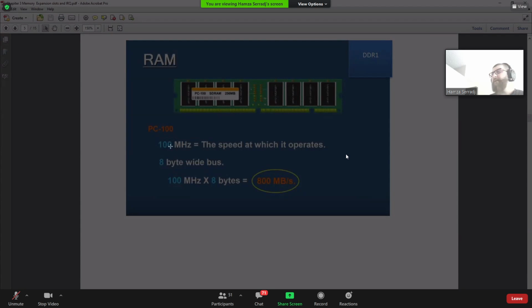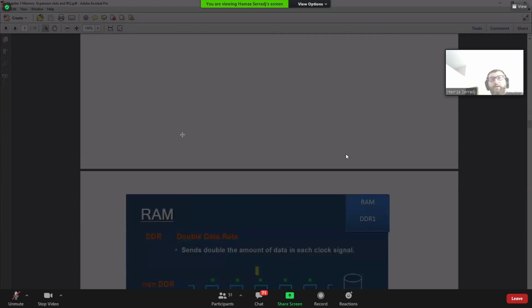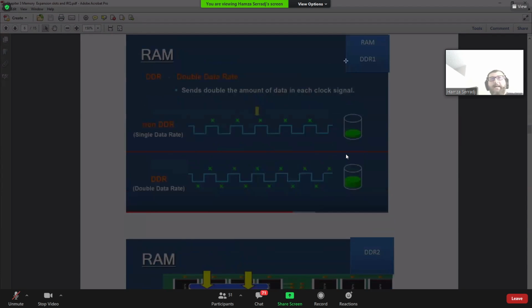So it will be 16 times 100. It will be 1,600 megabytes per second, right? You see the speed, it's the same. I didn't change it. It's the same frequency, 100 megahertz. But instead of transferring 8 bytes, I'm transferring 16, because I'm transferring double of it, right? So it's not 8 anymore. It's 16. So here it will be 16 times 100. Well, this is the idea behind doubling the data rate.